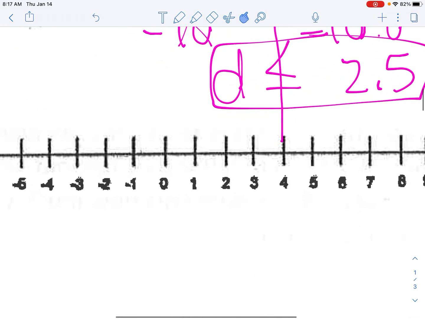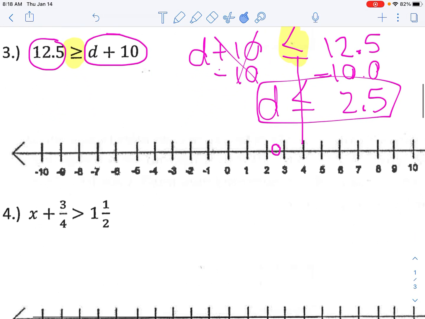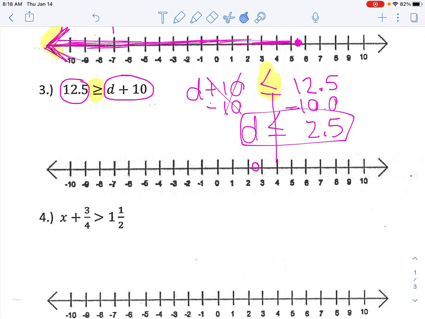All right, it is time to graph. Put your circle on the line at 2 5/10. Look at the direction in which your arrow is pointing. It's pointing to the left, so we are going to darken the arrow to the left to show that all of these values that would work for d have to be equal to or less than 2 1/2. Since it's less than or equal to, 2 1/2 is a possible solution, since 2 1/2 is less than or equal to 2 1/2.